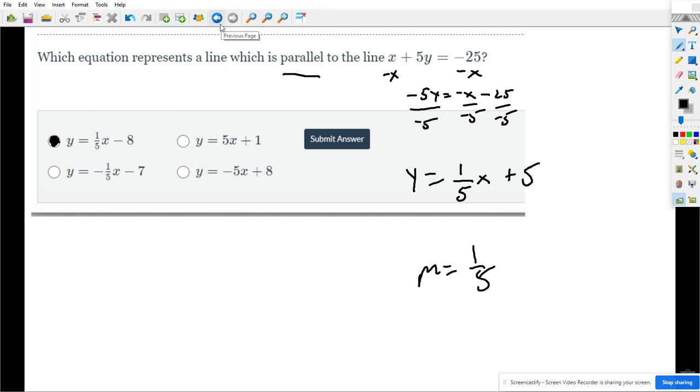So again, looking at these problems, make sure that you do the Delta Math assignment. Hopefully we know after today how to do point slope form and the effect that parallel and perpendicular lines have on the equation. Have a great day.